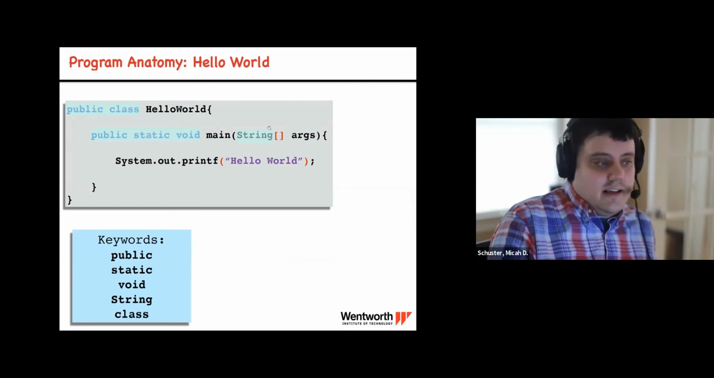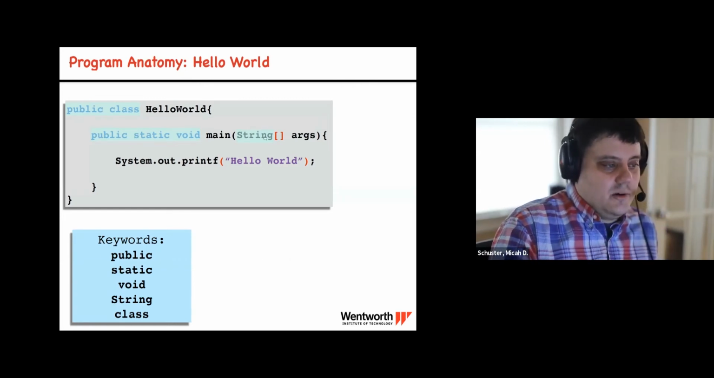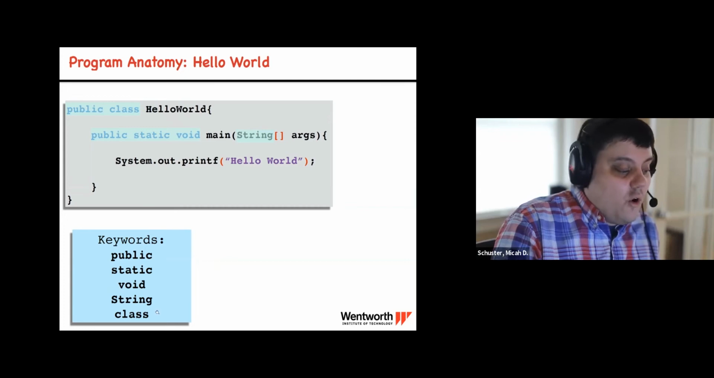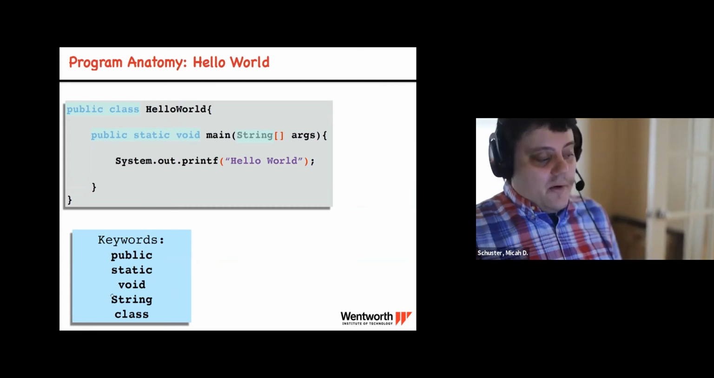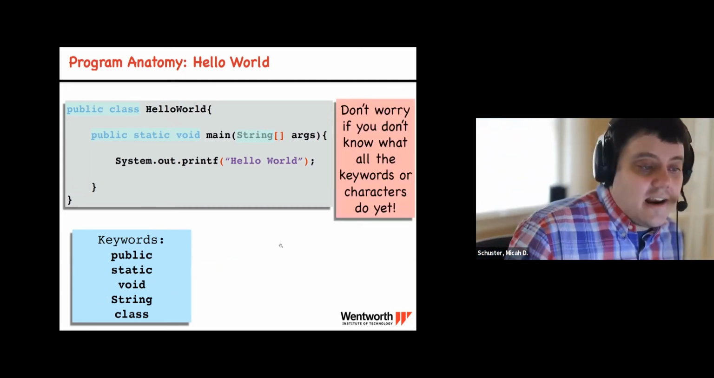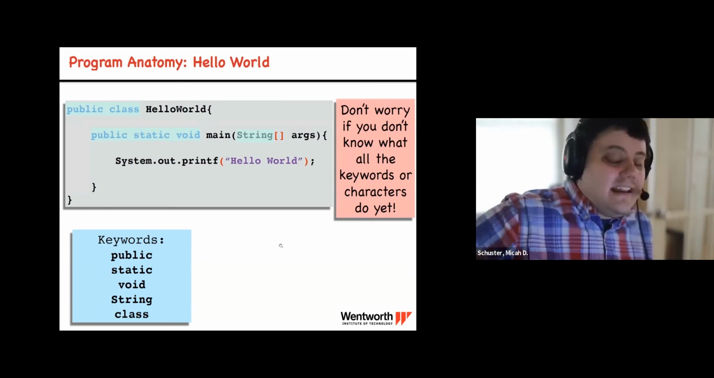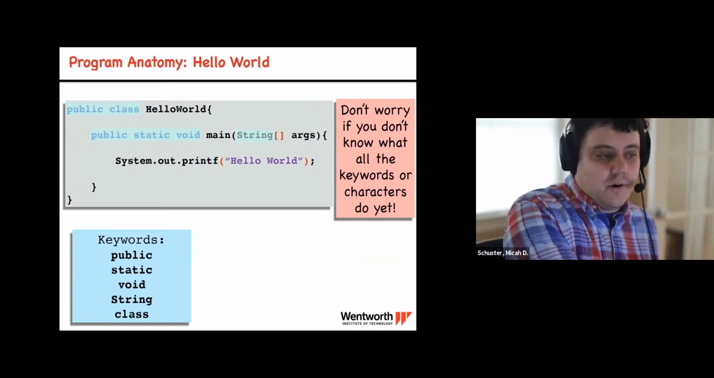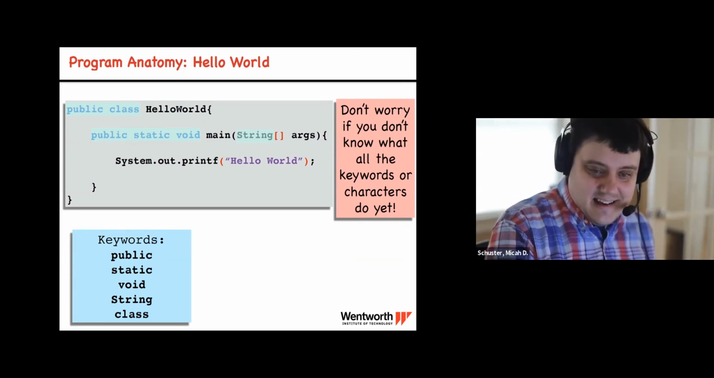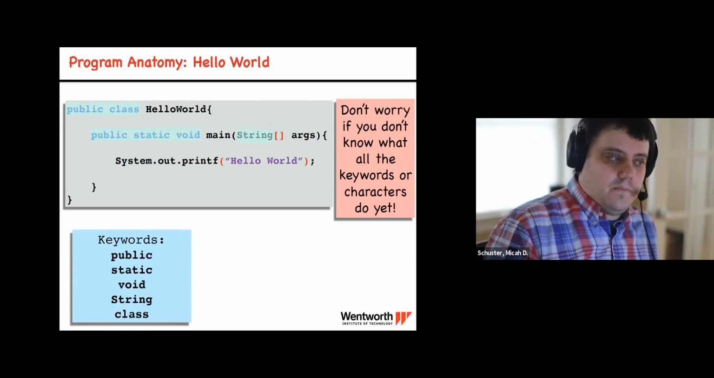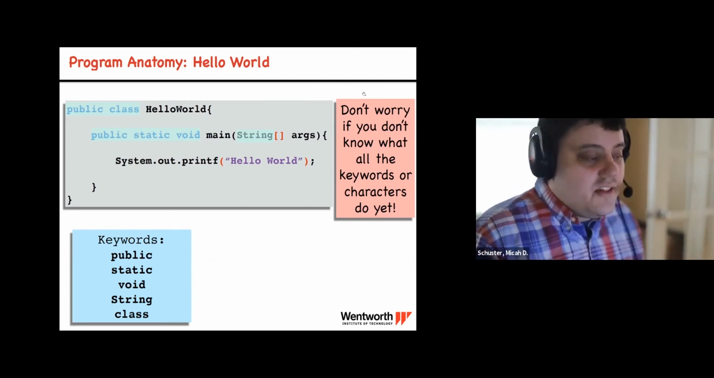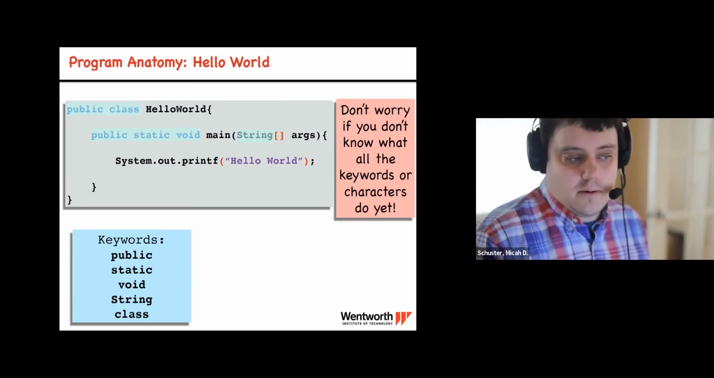There are keywords here, which I've mostly highlighted in blue. The keywords are public, static, void, String, and class. Some of them are capitalized, like String, and some are not. Don't worry if you don't know what these do. By the end of the semester, you will have seen everything in this program and hopefully understand it. I just want to point out that all of these things mean something important.